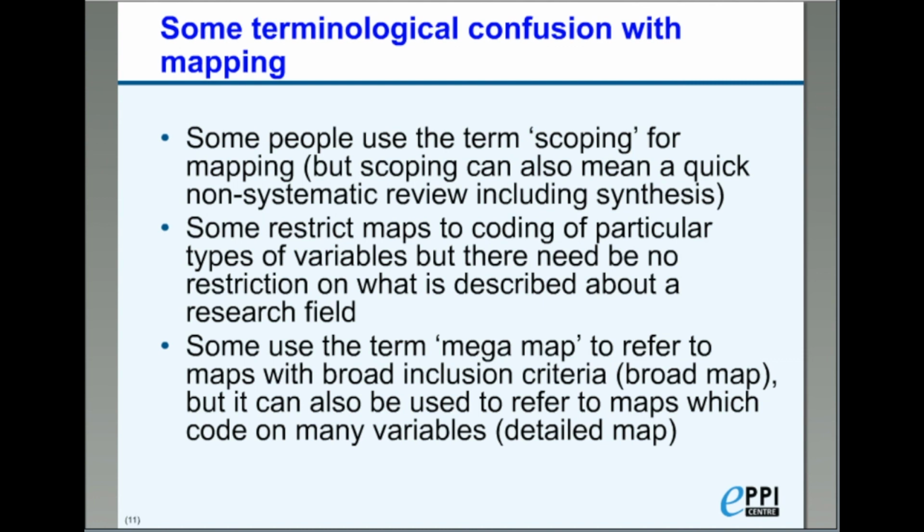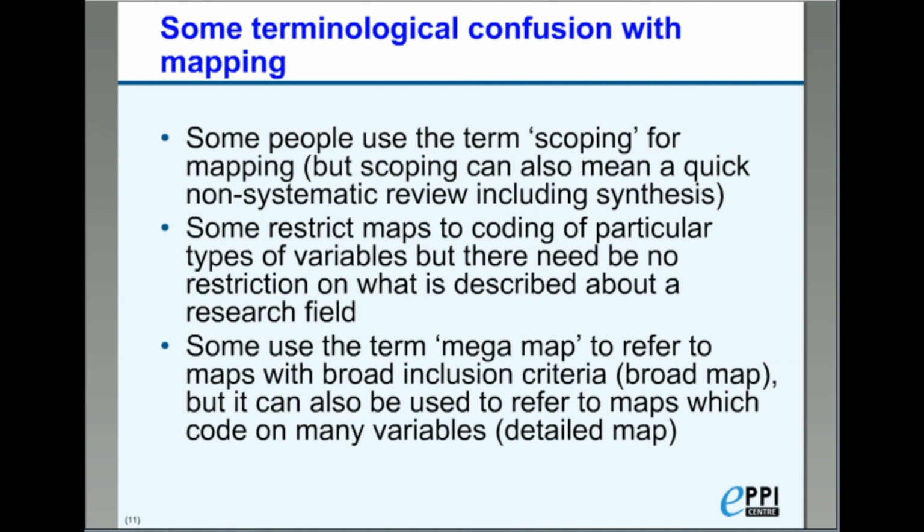And a third terminological confusion is the term megamap. Some people use the term to refer to a very broad mapping question with very broad inclusion criteria, so a very broad map. And some people use the term megamap to mean a map with lots of coded variables. I referred before to some maps we've done with 50 variables coded. So those are very detailed maps. So again, it's not right or wrong, they're just different things. You can have broad maps and you can have very detailed maps.